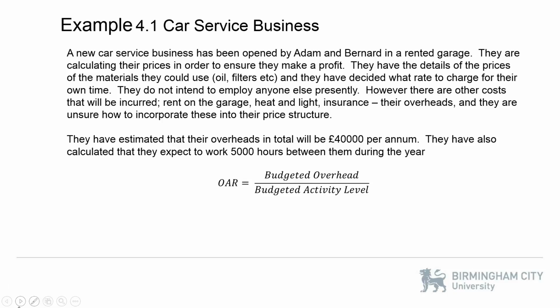But they need to think about their overheads. How are they going to add to the material and labour cost an amount to cover their overheads? Things like the rent of the garage, the heat and light, the insurance. What they've done is estimated, so there we have a budgeted figure, that their overheads will be £40,000 per annum. They've also worked out that they expect, again a budgeted figure, an estimation, to work 5,000 hours during the year.